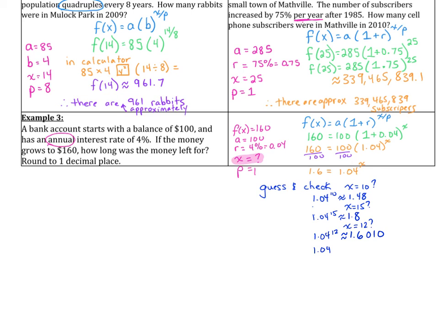So 1.04 to the 11.9 is approximately 1.5947. 1.04 to the 12.1, I said, was approximately 1.607. So it does look like this is the closest one. So you do have to get into checking those decimal places just in case.